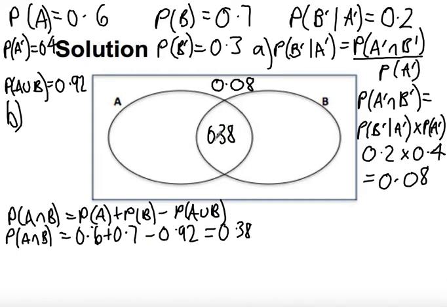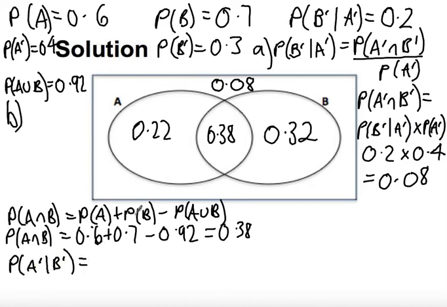So given that there's 0.38 in the middle here, 0.22 must fill up the rest of A, and 0.32 must fill up the rest of B. And so now at this point we have a complete Venn diagram. We can find the probability of A complement given B complement, because we already had B complement given A complement.